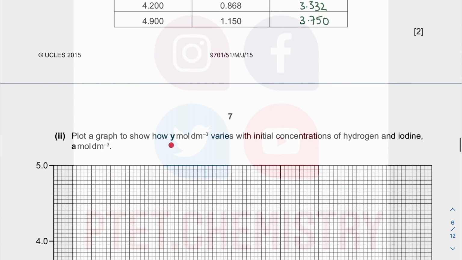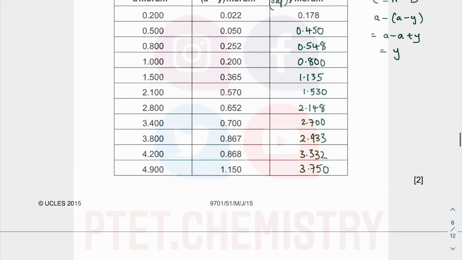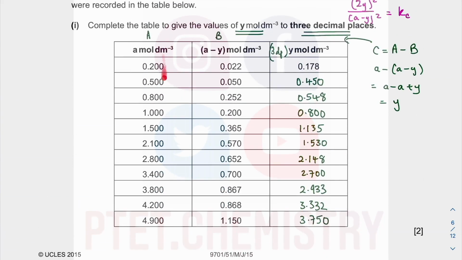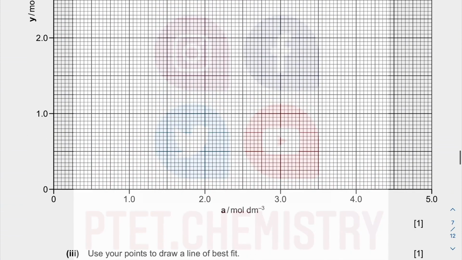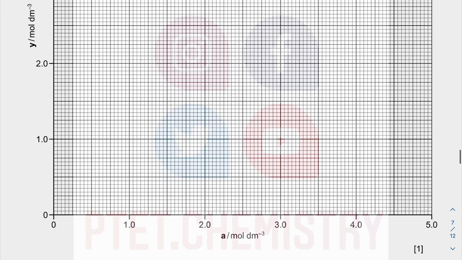Next bit is a plot of a graph of how y in mole per dm cube varies with A in mole per dm cube. So this is our y-axis, this is our x-axis. Instead of me going back and forth to this table, I'll have the table of results on another piece of paper, and I'll start plotting this graph based on those values. That's what I meant by you should have calculated the values somewhere. Then you can start practicing drawing this graph with me and see how long you take. Very stingy, only 1 mark for plotting the graph.